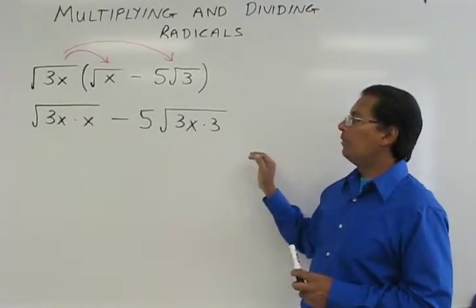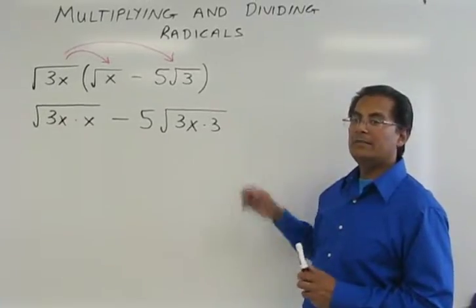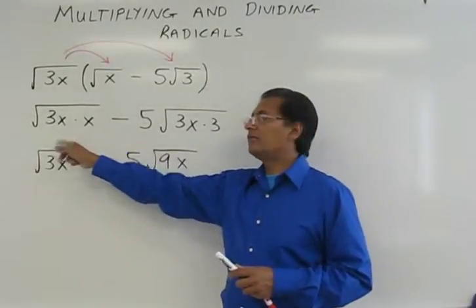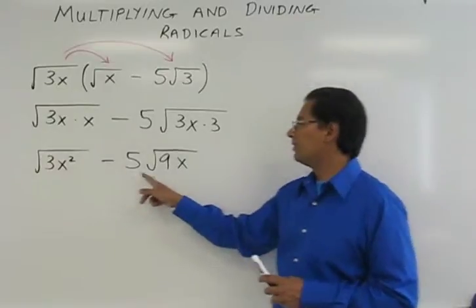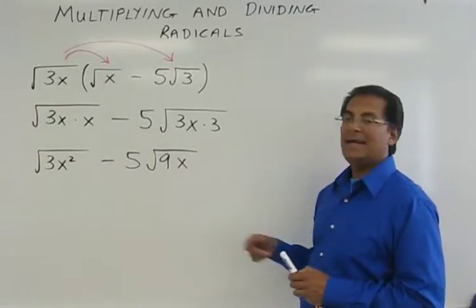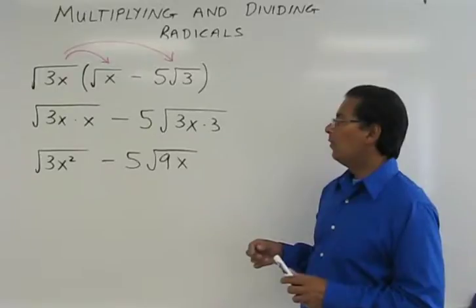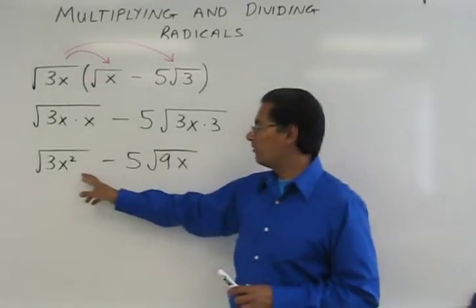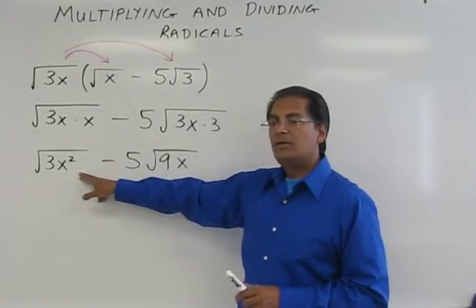And so when we simplify that, x times x is x squared, so we get root 3x squared minus 5 root 9x. Now, we've seen before, when we take the square root of x squared, we can just get x.